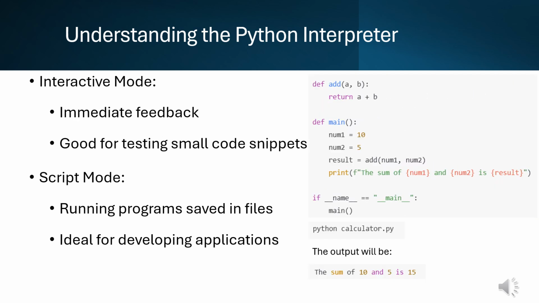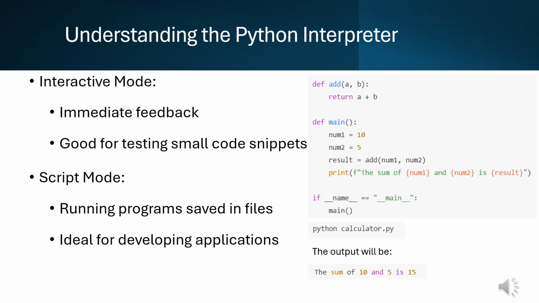Script mode: running programs saved in files. Script mode involves writing your Python code in a text file, typically with a .py extension, and then running that file as a whole program. This is how you develop actual applications and complex programs. Ideal for developing applications. When you're working on projects that require multiple lines of code, functions, classes, or modules, script mode is the way to go. It allows you to save your code, edit it, and run it multiple times.